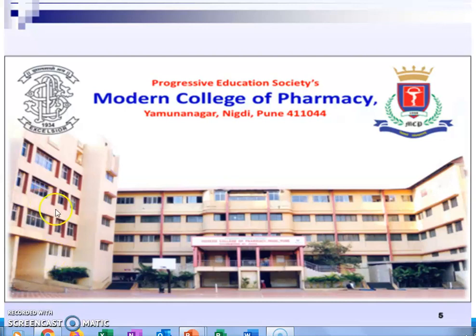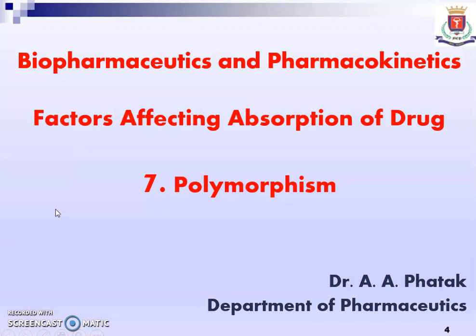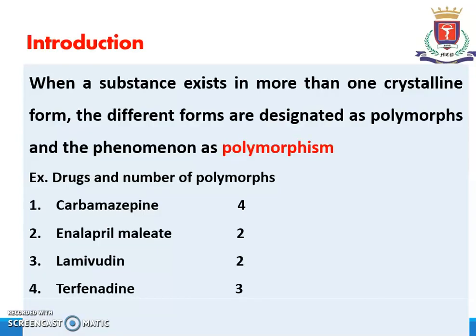We were discussing biopharmaceutics and pharmacokinetics, factors affecting absorption of a drug. In this lecture series, we were discussing physicochemical properties, how they affect absorption of a drug. In that sequence, now the seventh physicochemical property, polymorphism. Let us discuss and study how polymorphism affects absorption of a drug.